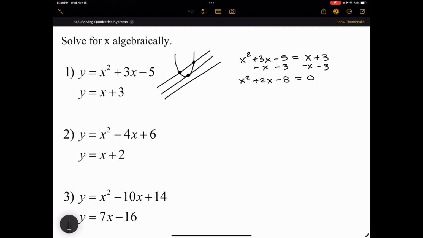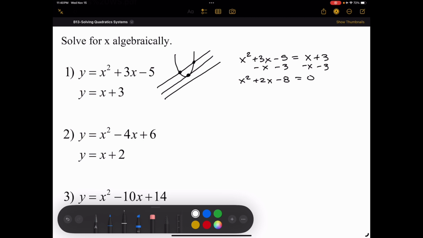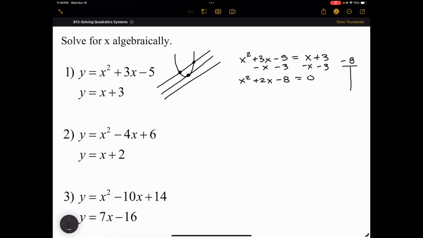So how are we going to factor this? I'm thinking multiples of negative 8 that add up to 2. I feel like this is going to work. Multiples of 8 are going to be 1 and 8, 2 and 4. And we want it to add up to positive 2, so one of these needs to be negative. The smaller one needs to be negative. So we see that it's not 1 and 8. So negative 2 and 4: this adds up to positive 2 and multiplies to make negative 8. So this is going to factor into x minus 2 and x plus 4, all equal to 0.